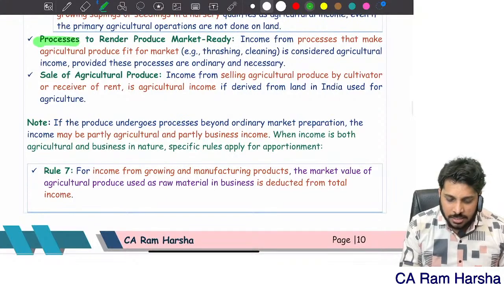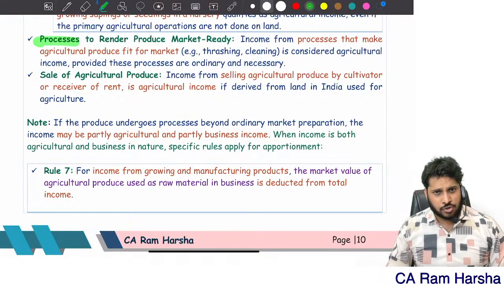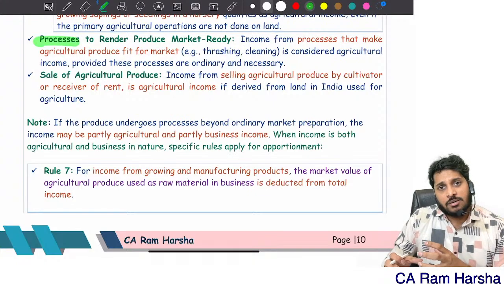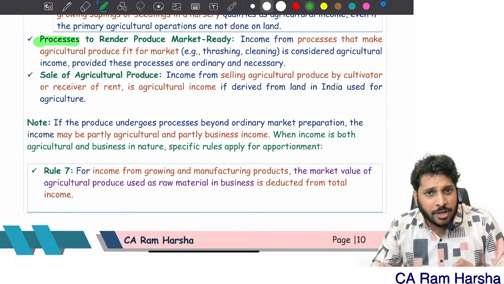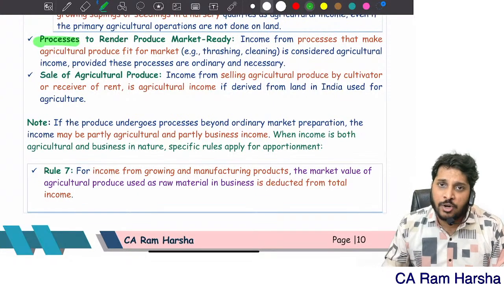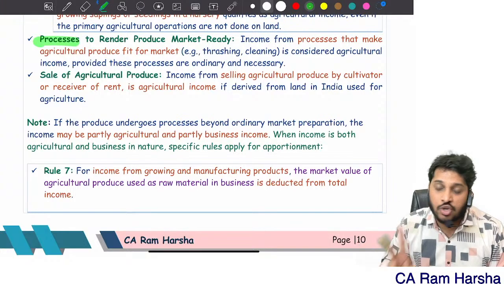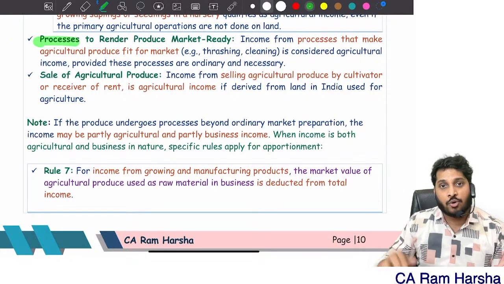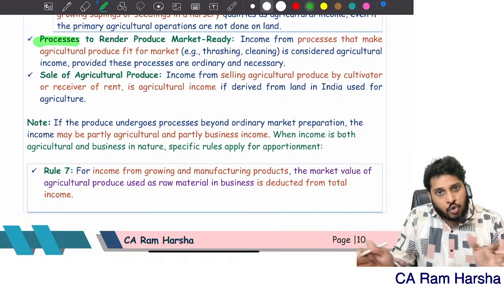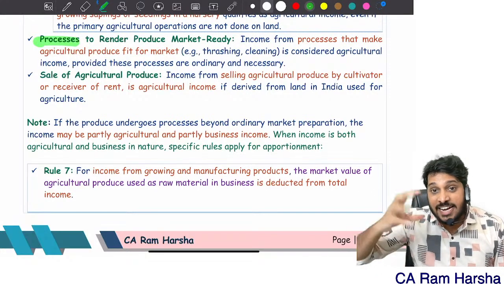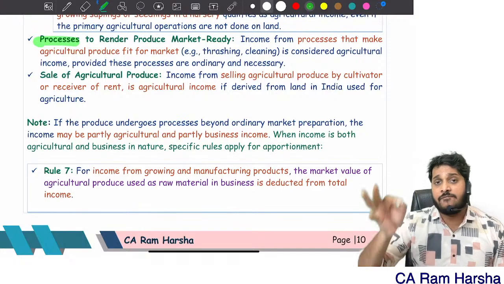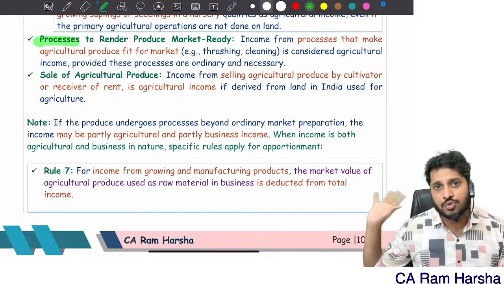And suppose you do any process on agriculture produce, say you are producing tomato, potato, and you do some process on it to sell it. Even after that process, it is still called tomato, potato only. It is not called potato chips, cut potatoes or potato pieces. Any process that does not change the nature of the commodity, we call it agriculture produce.